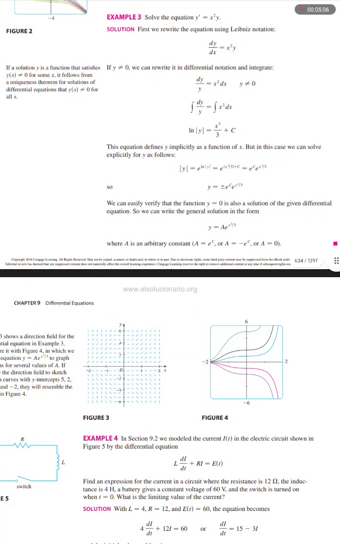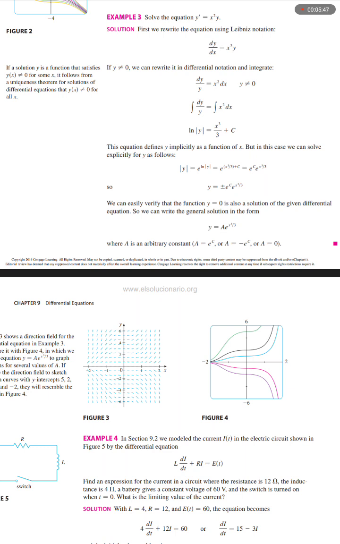Example 3. Solve the equation y prime equals x squared times y. Solution. First, we rewrite the equation using Leibniz notation. dy over dx equals x squared times y. If y does not equal 0, we can rewrite it in differential notation and integrate. dy over y equals x squared dx.